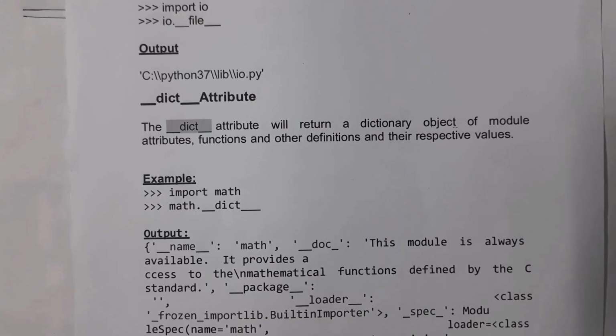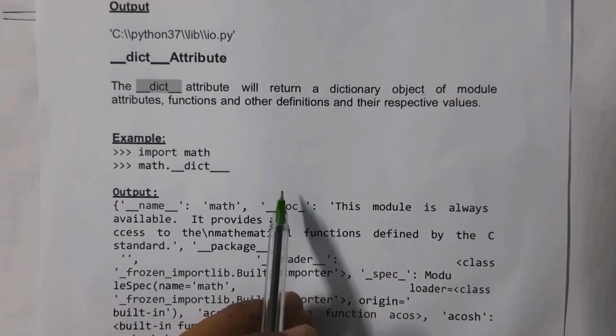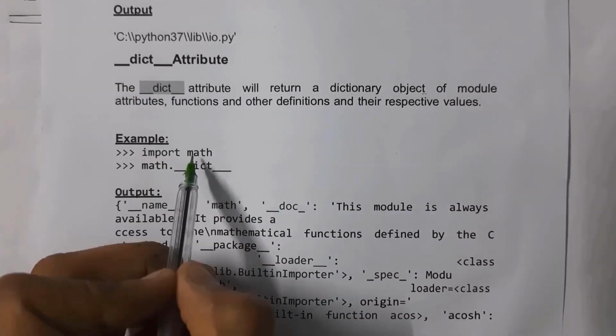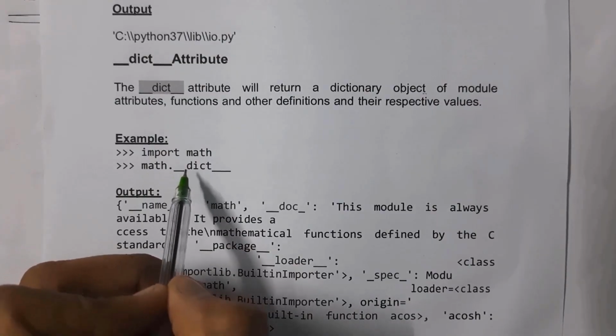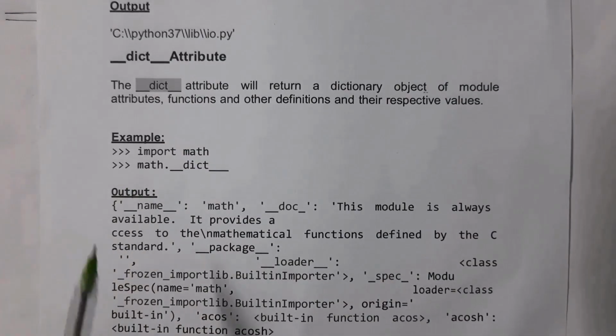Let's find the use of the dict attribute, where dict stands for dictionary. Each and every object in Python has an attribute, which is denoted by the dict attribute. I imported the math module, and next I wrote math.__dict__, and whenever I write this and click enter, this is my output.